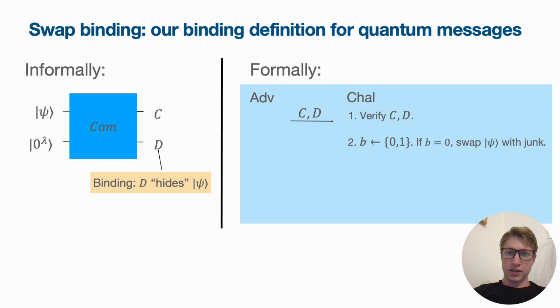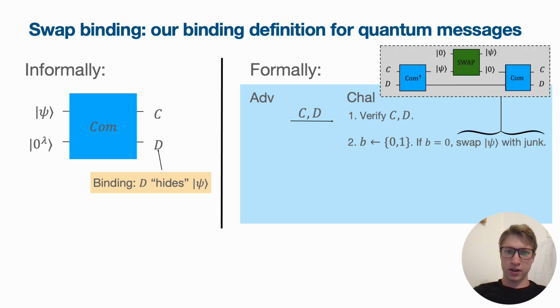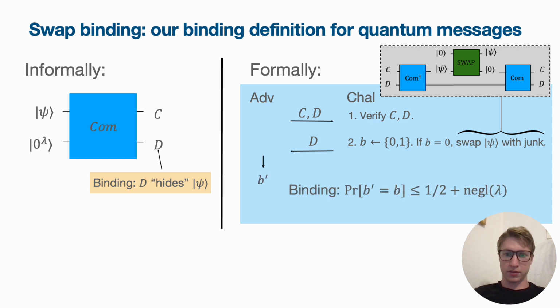And then the challenger is going to randomly decide whether or not to swap the adversary's underlying message with junk. That would just mean they undo the commitment, they either swap or don't, and then they close everything back up by applying the comm unitary again. And then they're going to return just the D register to the adversary. So we say that the scheme is swap binding if, for any efficient adversary, they can only guess whether their message was swapped or not with basically the trivial advantage of 1/2.